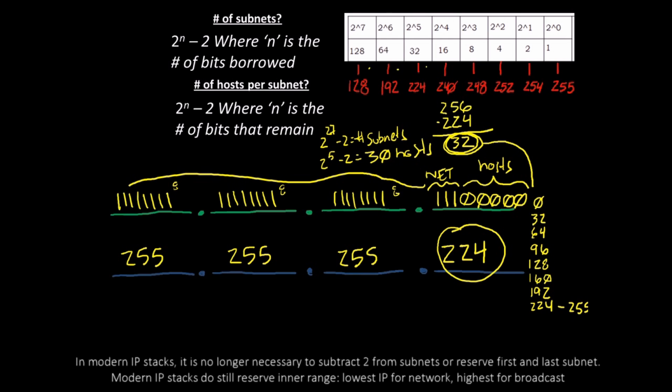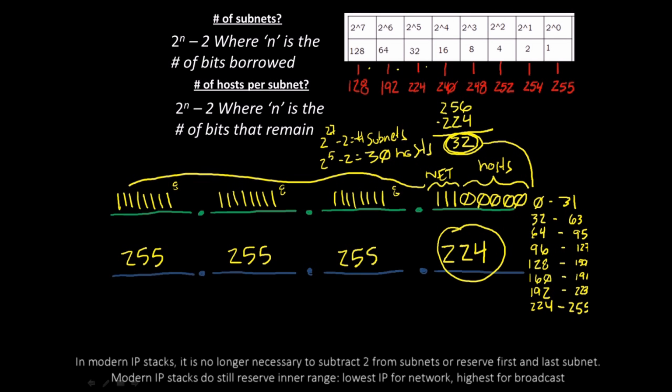Now, all I have to do is complete my ranges, 0 to 31, 32 to 63, 64 to 95, 96 to 127, 128 to 159, 160 to 191, and 192 to 223. These are the ranges of my networks.